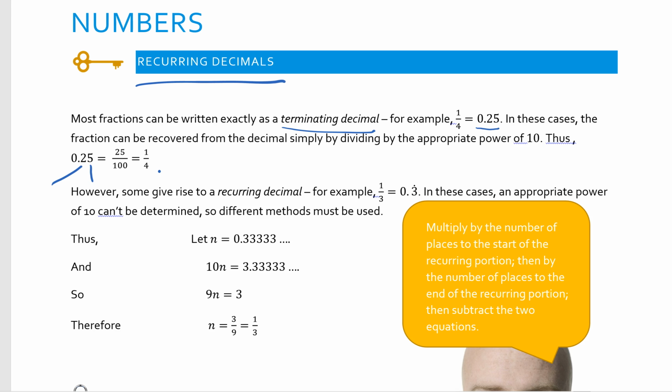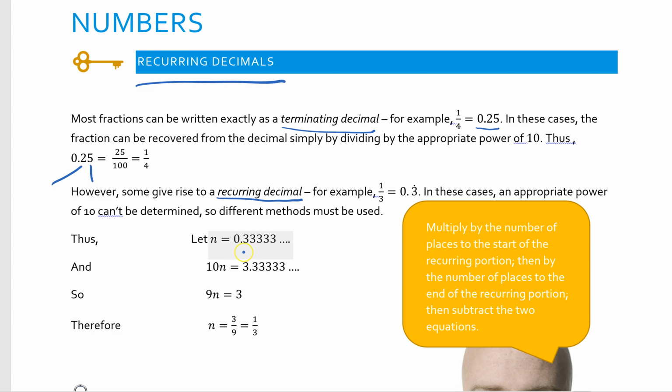We write surds like root 3 as root 3 because the calculator can only give an approximation. There's a sort of a halfway house, if you like, which is a recurring decimal. And a recurring decimal, while it doesn't terminate, it goes on and on and on, we can actually write it as an exact fraction. And we can recover what that exact fraction is by a few different methods. So this is the first one that we'll have a look at.